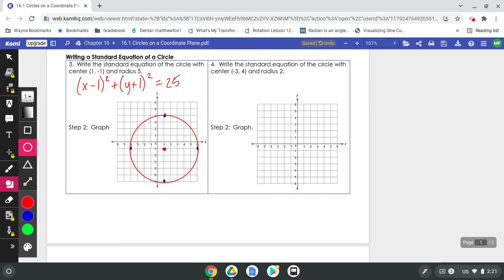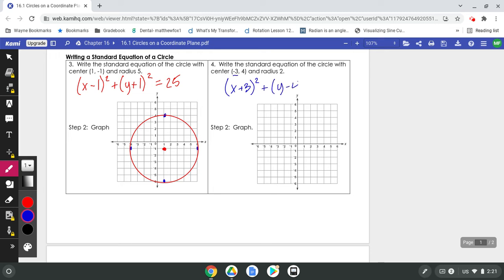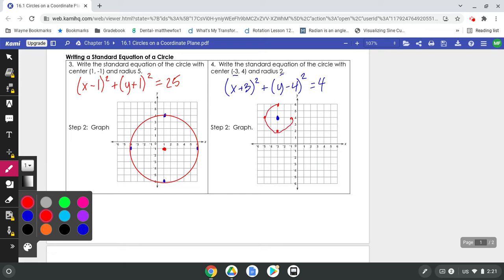Okay, so your next one, radius of 2 and the center is at (-3, 4). So (x + 3) squared, it's the opposite, remember, of that, then plus (y - 4) squared equals, then we go 2 squared, which is 4. So we plot this point, (-3, 4), right here. That's the center point. And we have to go up 2, down 2, left 2, and right 2. And now I can just draw my best circle there.